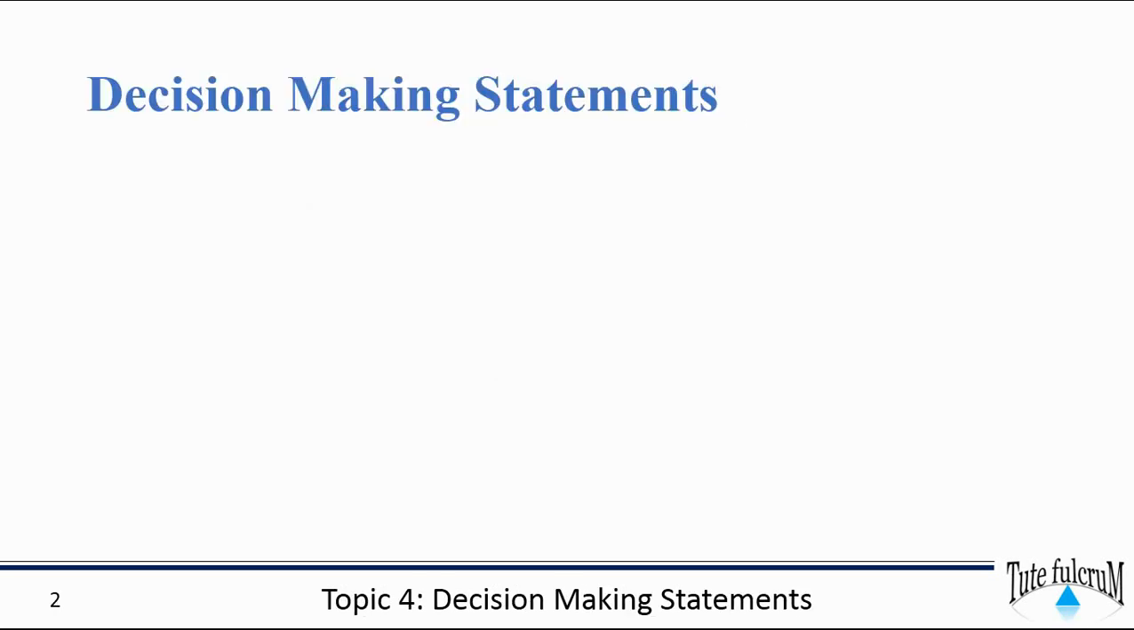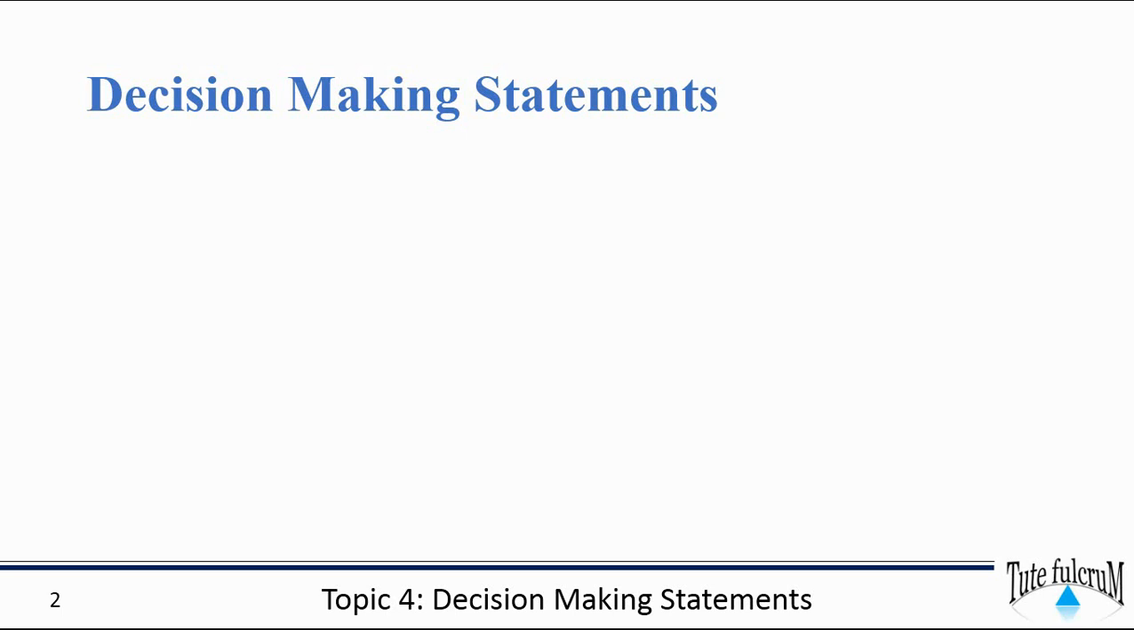Decision-making statements in programming languages decide the direction of flow of program execution. There are some situations in real life when we need to make some decisions, and based on these decisions we decide what we should do next. Similar situations arise in programming also, where we need to make decisions, and based on these decisions we execute the next block of code.